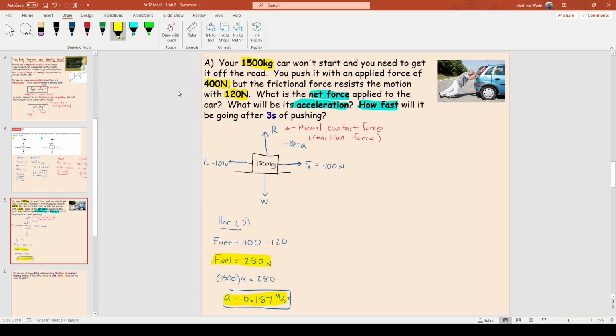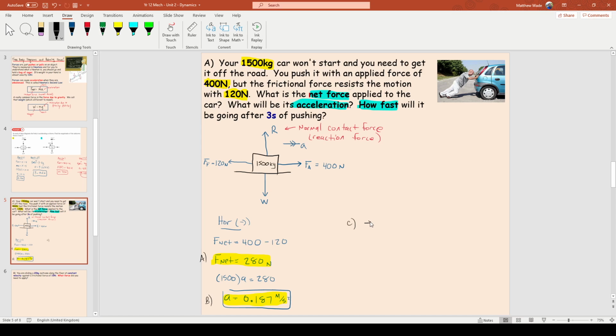And the final thing then is how fast will it be going after 3 seconds of pushing? Okay, it's a little bit different here now. So that was like the answer to A, that's like the answer to B, and now if we're going to go to the answer to C, it's a bit harder now. It's not a question about the forces anymore. This is a question about how it's moving, not why it's moving. It's kinematics.